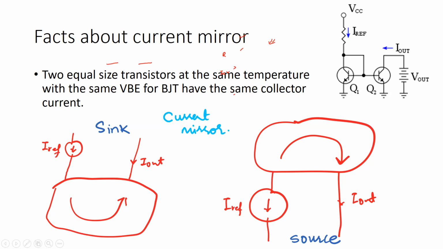Then it is split into two equal parts, that is IB1 and IB2. And we said the collector and the base of Q1 are shorted together, making this a diode-connected transistor. So a diode-connected transistor has such characteristics.